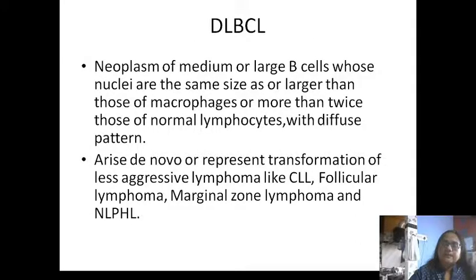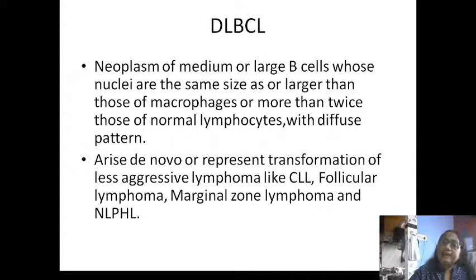And last of all, we will discuss diffuse large B-cell lymphoma, which is a neoplasm of medium or large B cells whose nuclei are the same size or larger than those of a macrophage, or more than twice those of normal lymphocytes, with a diffuse pattern.